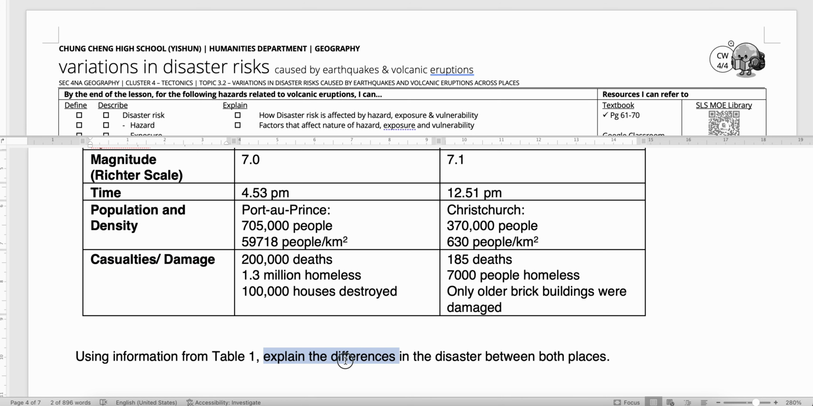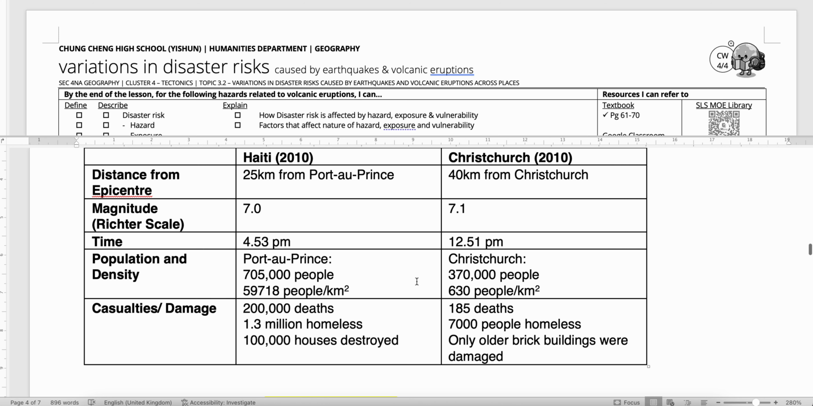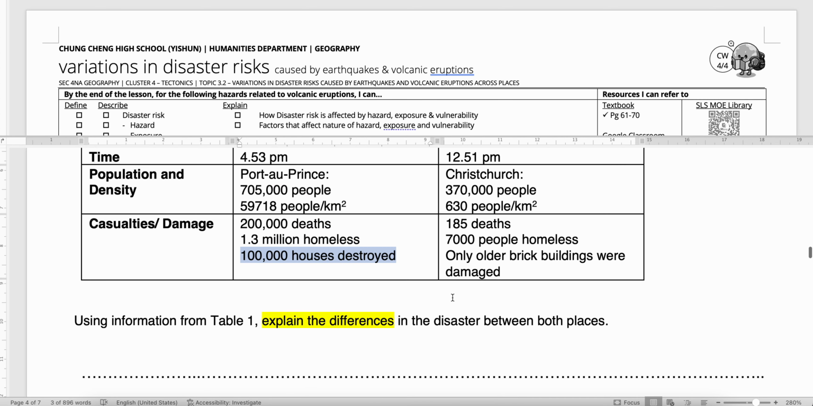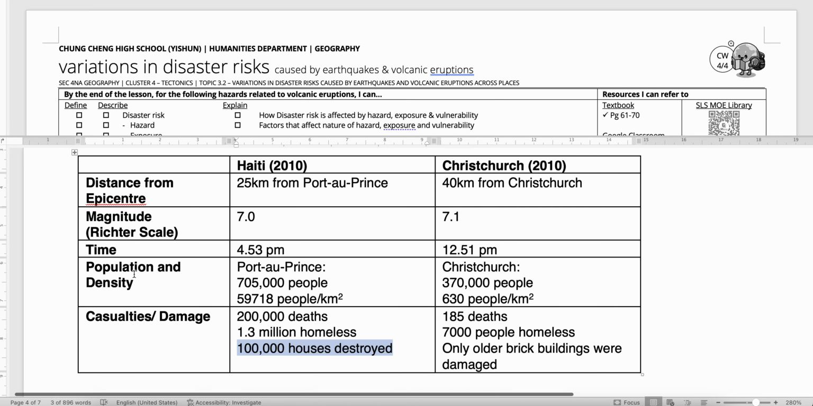You're supposed to explain the differences in disaster. Why is one more disastrous than the other? As you can see from this table, Haiti in 2010 had a lot more deaths than Christchurch, a lot more people homeless than Christchurch. Homeless means that a lot more homes are destroyed, right? And a lot more housing and buildings have been destroyed as compared to Christchurch. Why are there such differences? So for 4 marks, you're supposed to pick up 2 reasons from here to explain.